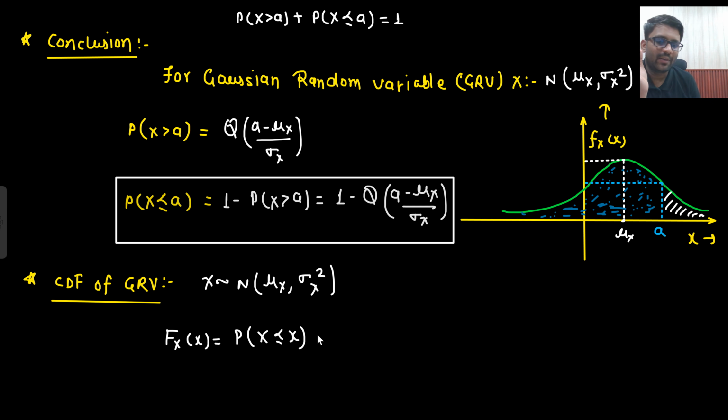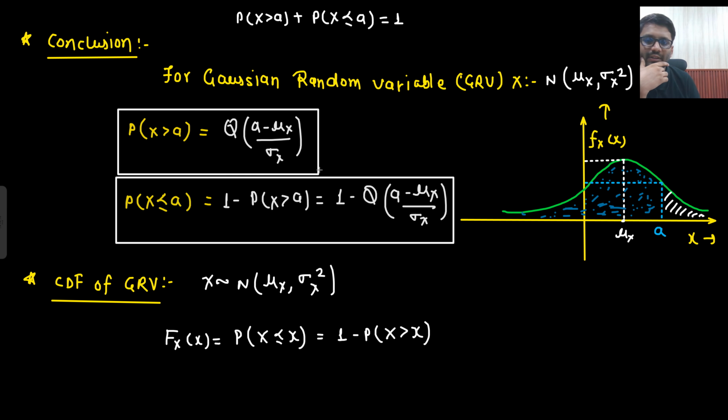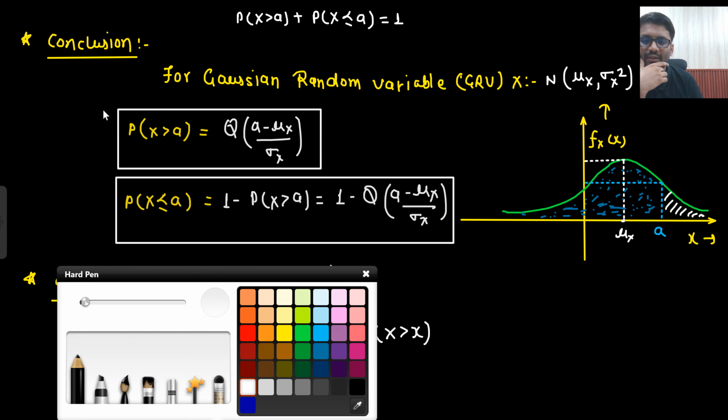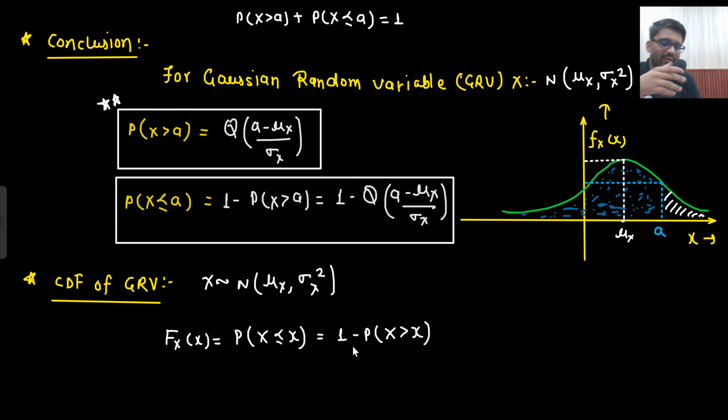But for a Gaussian random variable, what do we remember? We remember the probability of random variable x taking value greater than or equal to small x. This is what we remember. We don't remember lesser than small x. We usually remember this particular thing. So I can convert it: 1 minus the probability of x greater than or equal to small x. This is how I can convert it, and I know the answer of this one.